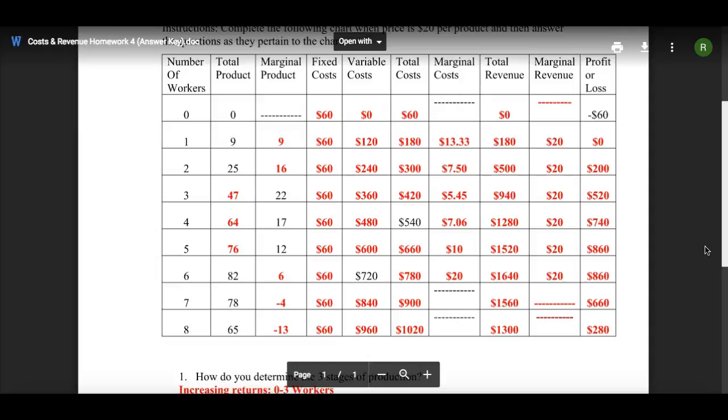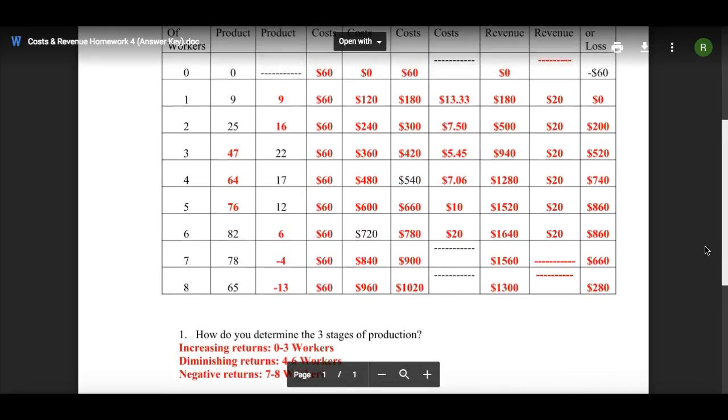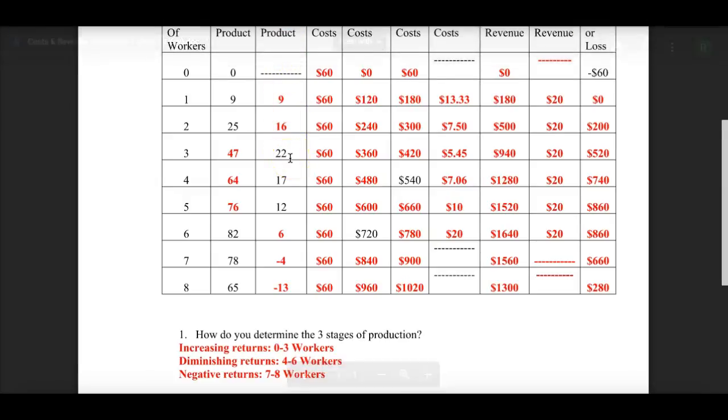For the 2 questions on the bottom, labeling the 3 stages of production: increasing returns, stage 1, is going to be from 0 to 3 workers because our marginal product is increasing up until that point. Stage 2, or diminishing returns, would be workers 4 through 6 because our marginal product is declining. And negative returns would be workers 7 and 8 because we have negative marginal product.